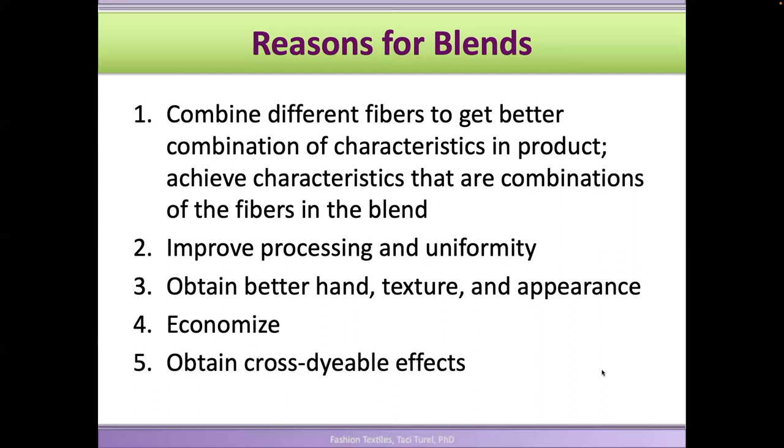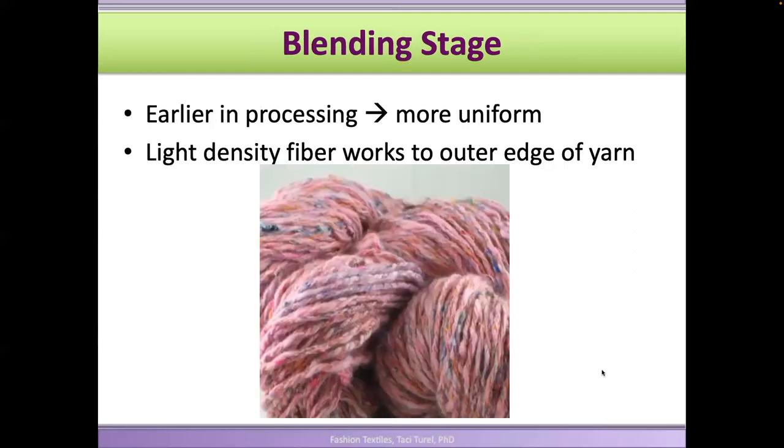You're also obtaining cross-dyeable effects with blends. So, for example, if you have a polyester cotton blend and you make a fabric out of it and you dye it, the cotton yarns are going to be dyed to a different color. Polyester yarns may not pick up the color at that same temperature. So you get those cross dye effects on the yarn that creates some interest on the fabric. So the earlier you blend, the more uniform your final product is going to be.